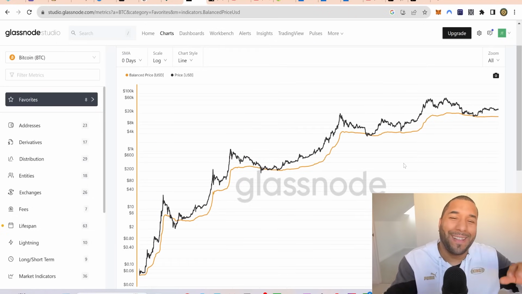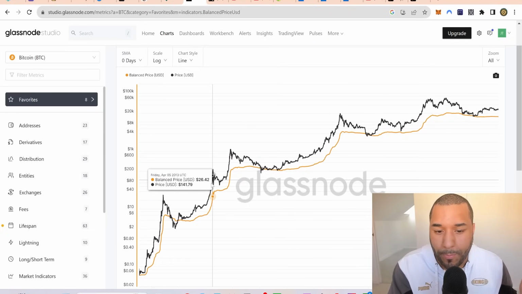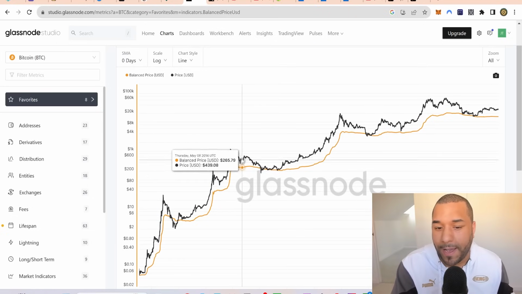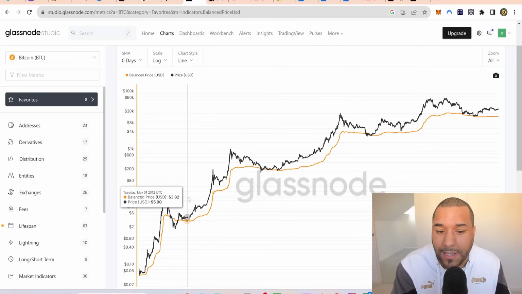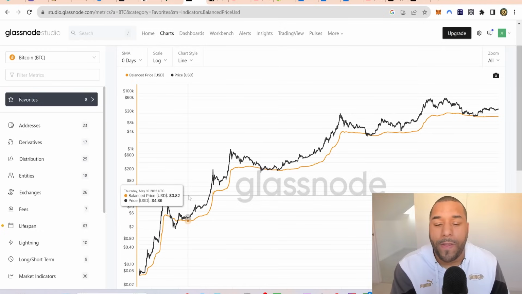Okay, so real simple. The black line is Bitcoin's price. The orange is the balanced price. What I was just trying to do is look at structure again. It's hard to tell when we're in a bear market where the bottom of the cycle is. What are we looking for?